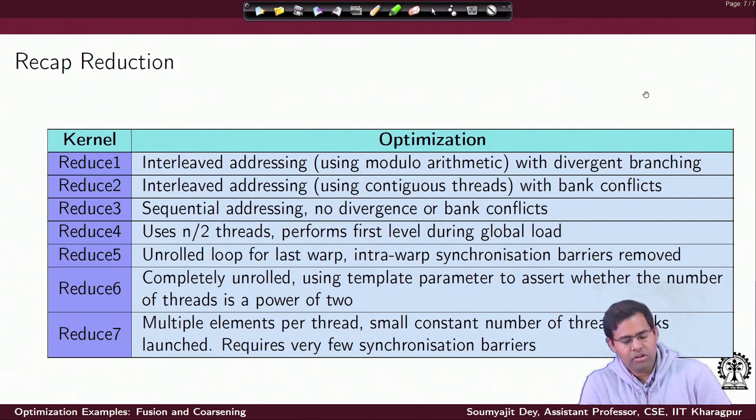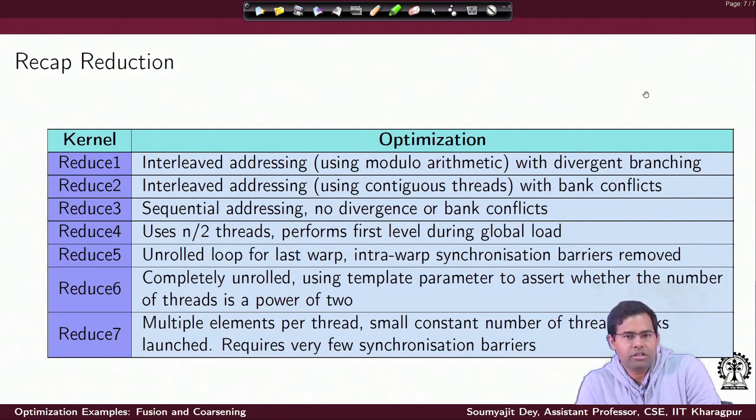So each thread was practically coarsened to do global loads. This is the step from where you start increasing the per thread activity. This is an example of coarsening inside the reduction kernels itself. So you actually use n by 2 number of threads.